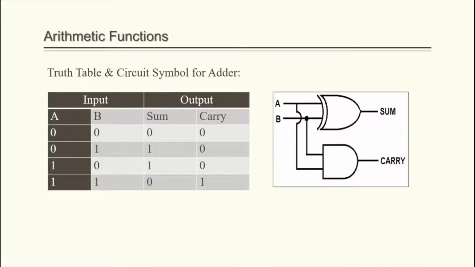And then let me explain one of the arithmetic functions that will be implemented in the design. So we are choosing the adder for explaining here. You see the truth table and circuit symbol here. There are actually 2 inputs here, A and B, and 2 outputs, sum and carry. This is actually very simple. For different combinations of input we are getting different outputs.